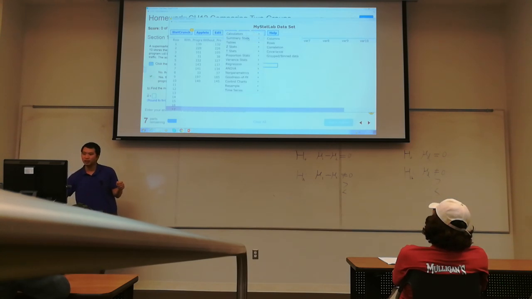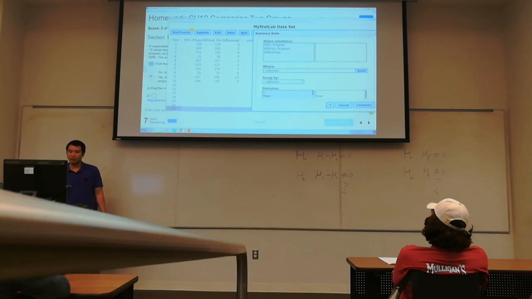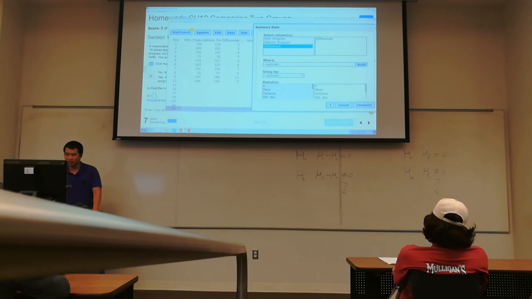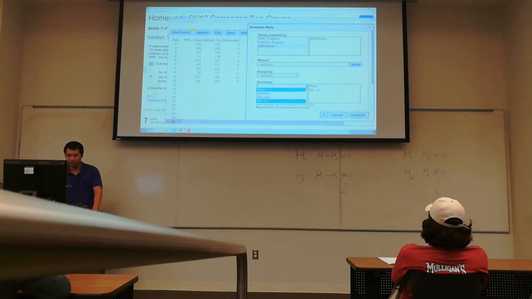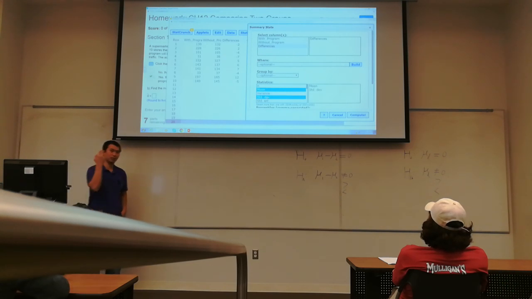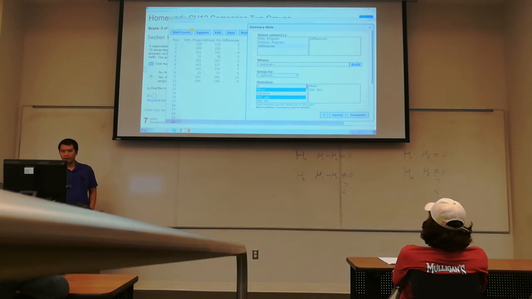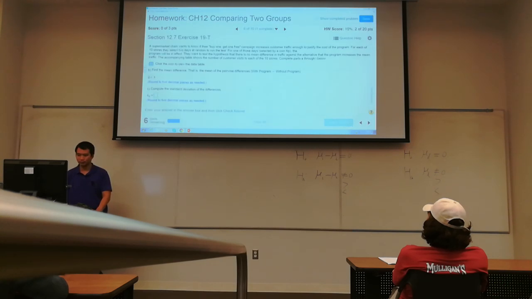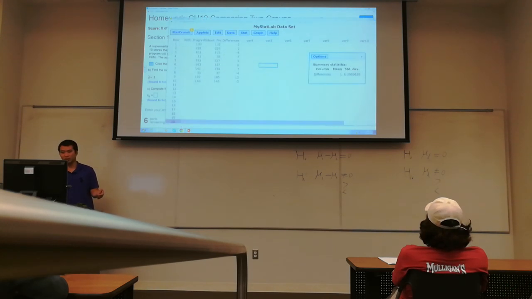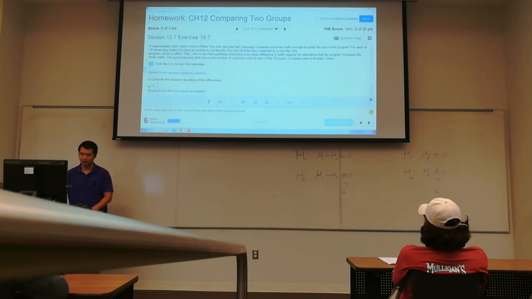So go to Stats, Summary Stats, Columns. Let's select this differences column. The question is asking for the mean, but I'm pretty sure in that question they may ask for the standard deviation. So let's select both the mean and standard deviation. Then let's click compute. So we have the mean, we have the standard deviation. The mean is the D bar, so it's equal to 1. SD is the standard deviation. We already did the calculation, so we just copy the number and paste it there.